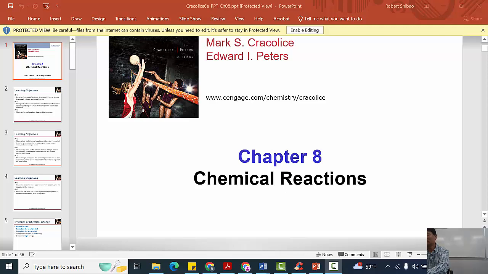Organize the reactions differently. But we are looking at chemical reactions, i.e. chemical properties. And so what we want to do is understand the properties of matter by looking at the structure and the composition of it.